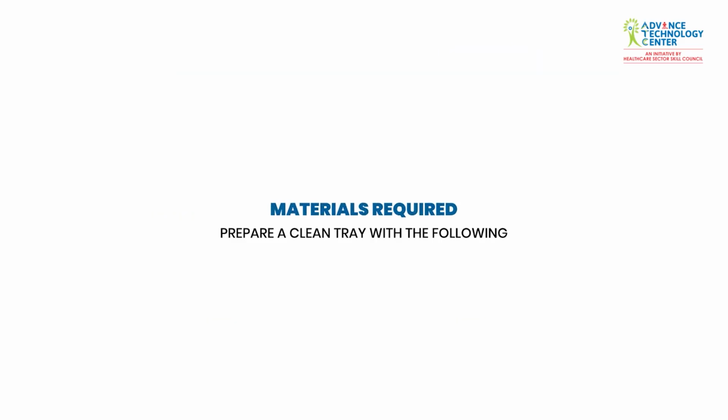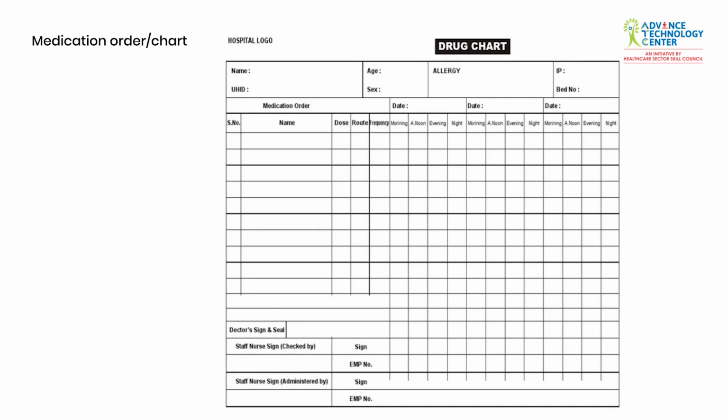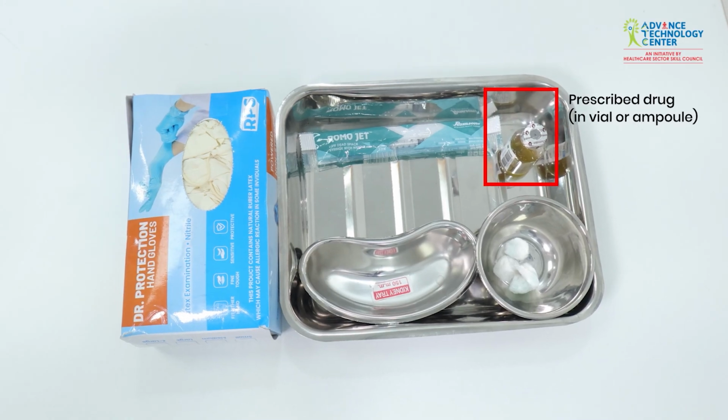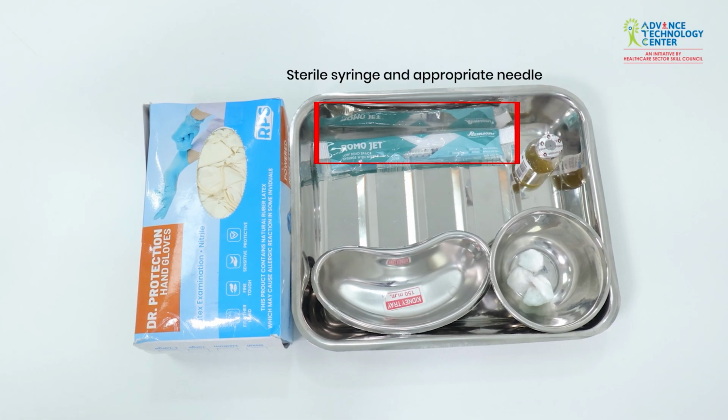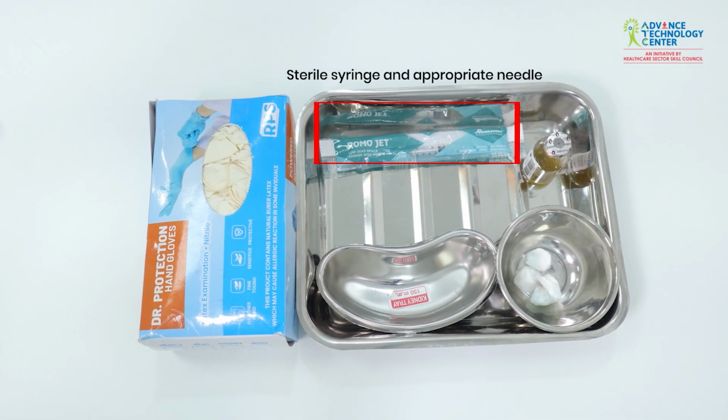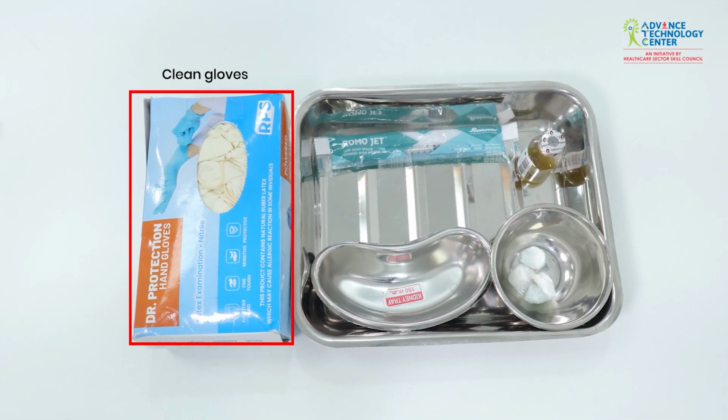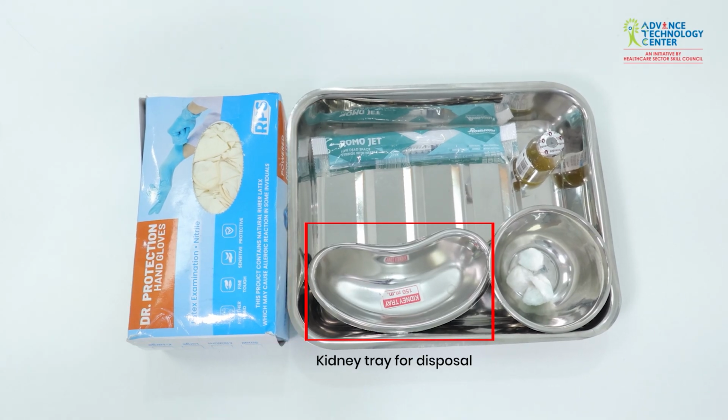Materials required. Prepare a clean tray with all necessary items: medication chart, prescribed drug in ampoule or vial, sterile syringe and appropriate needle, alcohol swabs, clean gloves, and a kidney tray for disposal.